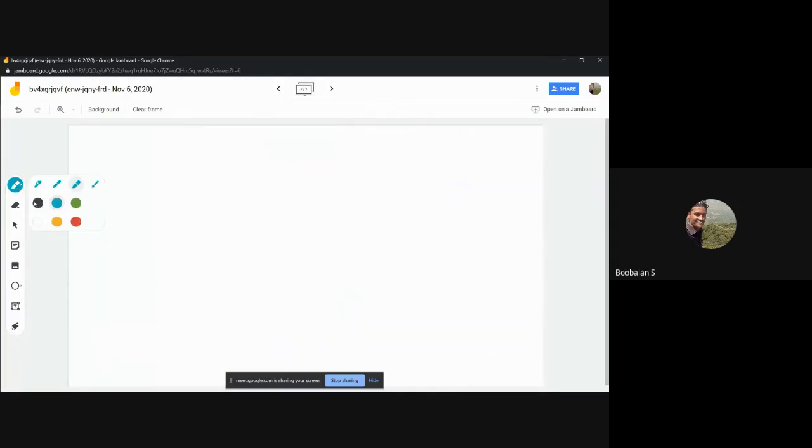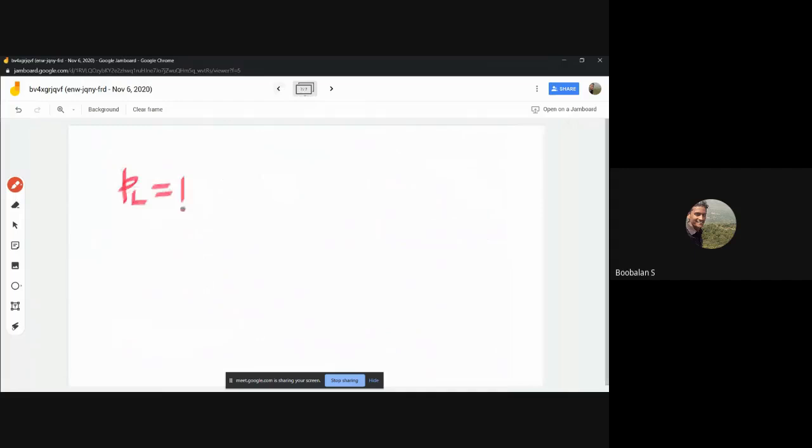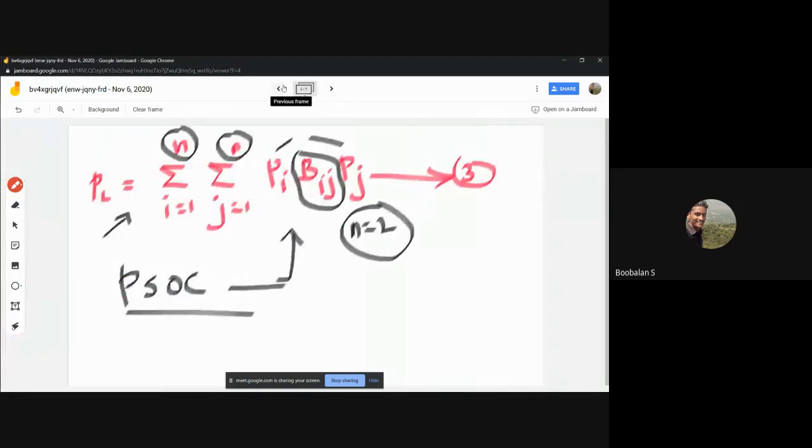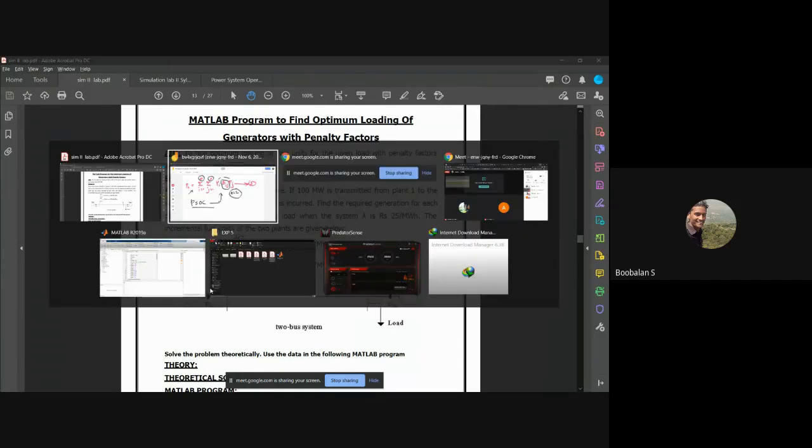So the remaining value: PL equals, what are the remaining values? Only one term will be there, PG1, B11, PG1. Only these things are going to be available. And we know the value of PG1. In our given problem PG1 is 100 megawatt. So the power of 100 megawatt is transmitted from plant 1 to plant 2. That is this power, PG1, which is generated over here.